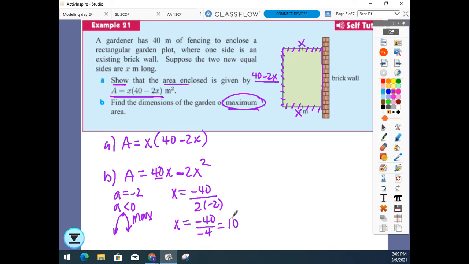And then we're going to find our other side. So let's think about this. If x is 10, what's this side going to be? If x is 10, that'd be 40 minus 20. So my dimensions are 10 meters by 20 meters, giving us a maximum area. So this just says find the dimensions. And that's all you're going to do.